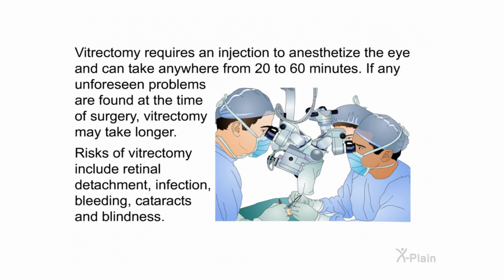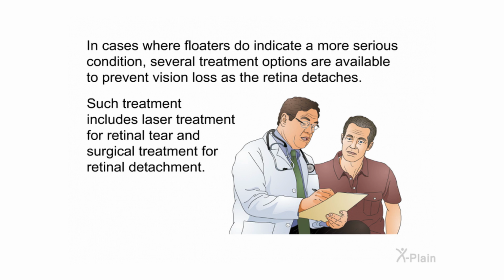Vitrectomy requires an injection to anesthetize the eye and can take anywhere from 20 to 60 minutes. If any unforeseen problems are found at the time of surgery, vitrectomy may take longer. Risks of vitrectomy include retinal detachment, infection, bleeding, cataracts, and blindness. In cases where floaters do indicate a more serious condition, several treatment options are available to prevent vision loss as the retina detaches. Such treatment includes laser treatment for retinal tear and surgical treatment for retinal detachment.